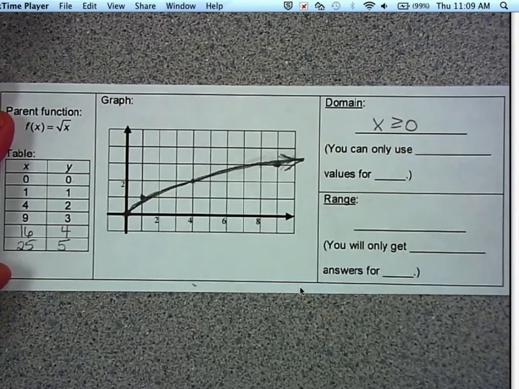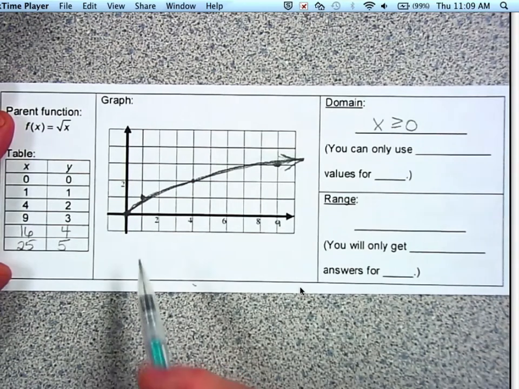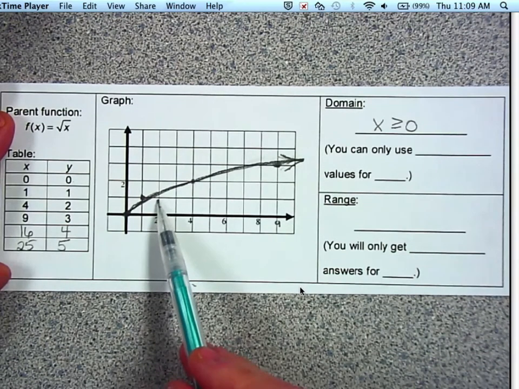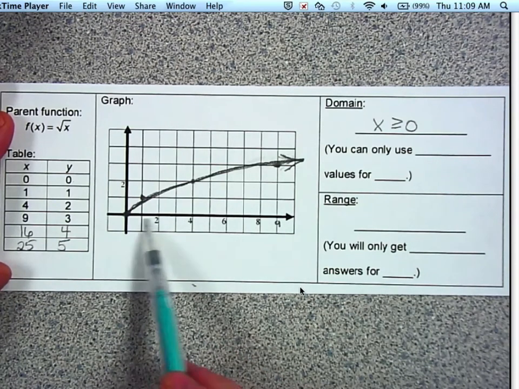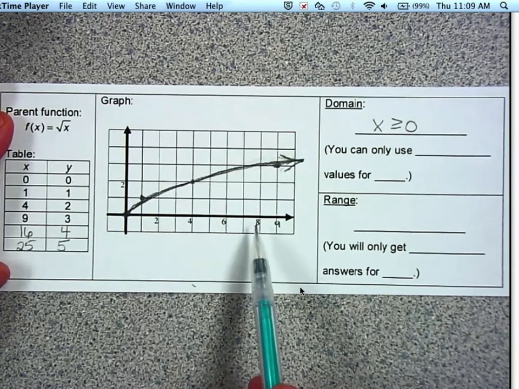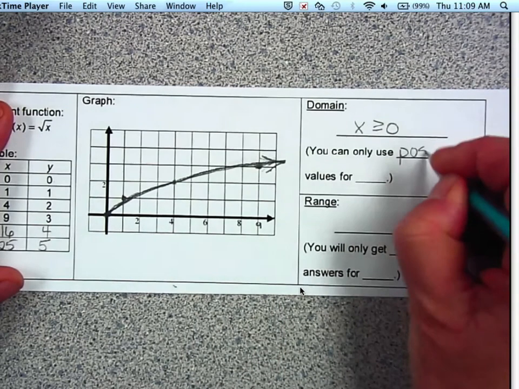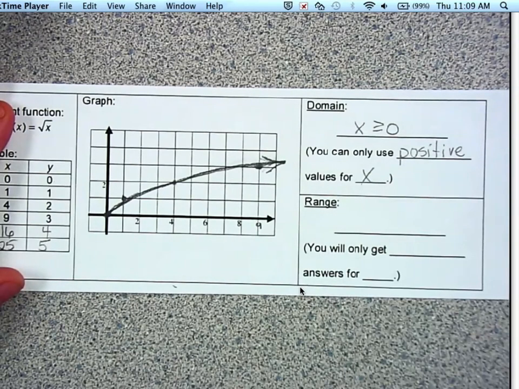Can you only use whole values for x? No, because the square root of 2 is 1 point something. But when we're graphing, it's easier to use whole values. Yes, x can be anything greater than or equal to 0. So you can only use positive values for x, any positive value. And this is only for the parent function.